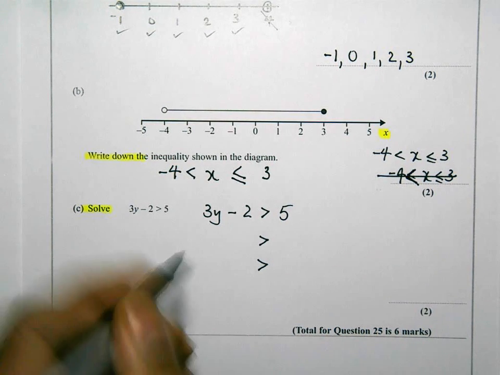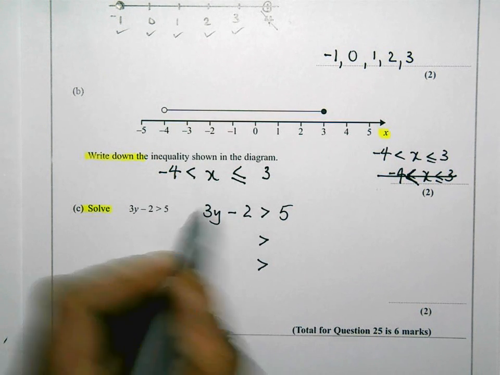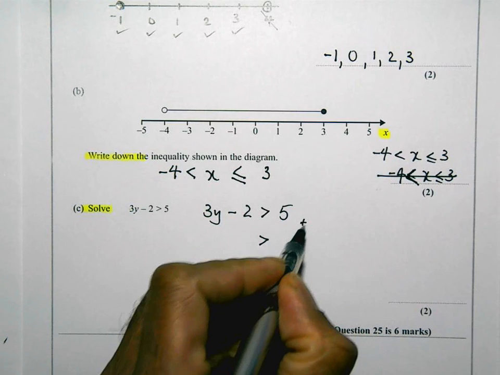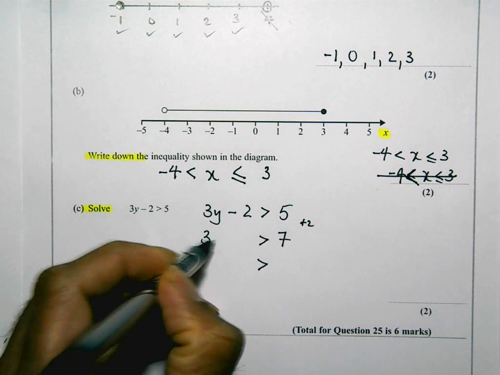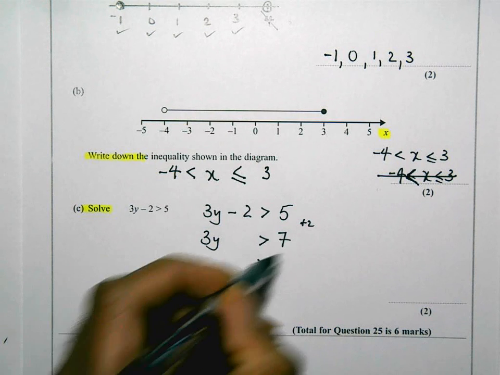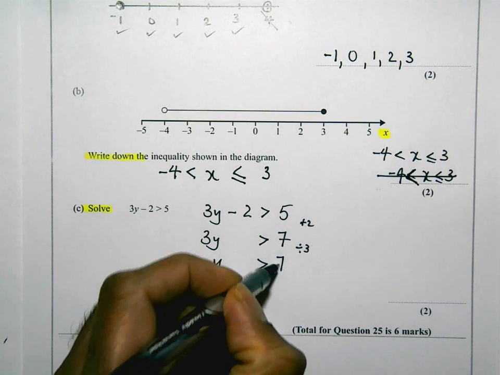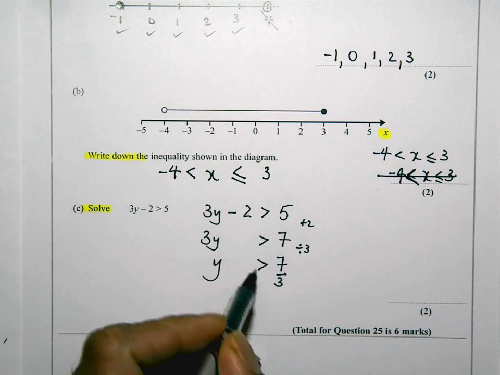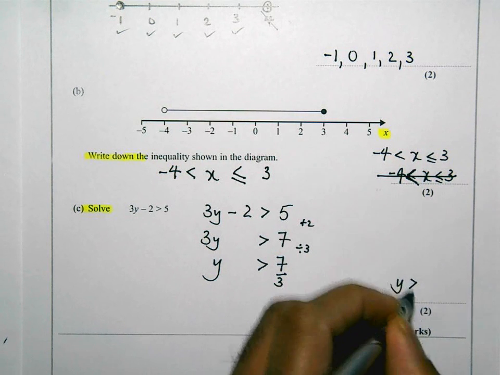So as in a normal equation, what I'd do is get rid of the minus 2 and then get rid of the 3. So I'm going to do those two stages. To get rid of the minus 2, I need to do the opposite of that, which is add 2. 5 add 2 is 7. So I'm going to get 3y is equal to 7. And then remember that 3 is times in the y. So the opposite of times by 3 is to divide by 3. So I'm going to get y is equal to 7 over 3. And that's my answer. Sorry, not y is equal to, y is greater than 7 over 3. And that's what I'm going to write in my answer space. Y is greater than 7 over 3.